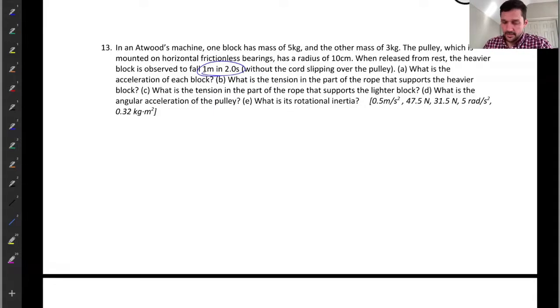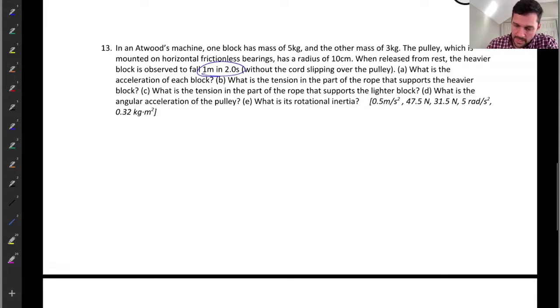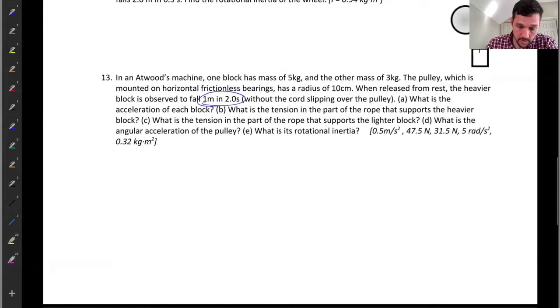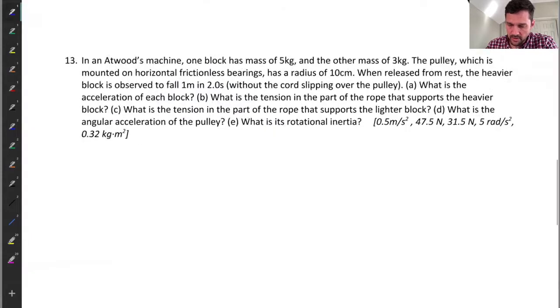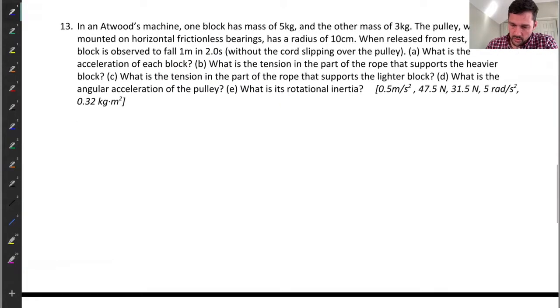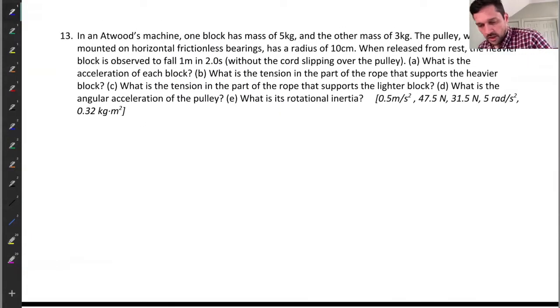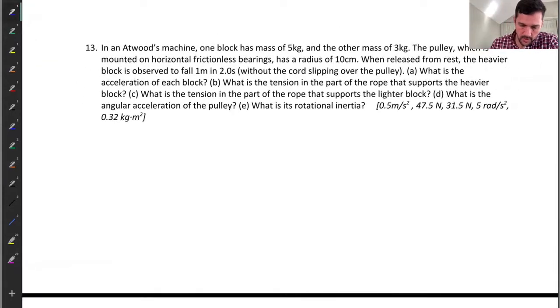Hello friends, this is a companion video to one that I believe Mr. Mahalka has just made, where we're going to look at problem 13 in 5.2. An Atwood's machine, one block has a mass of 5 kilograms and the other a mass of 3 kilograms. Venerable Atwood's machine. I'll call the 5 there and the 3 there.